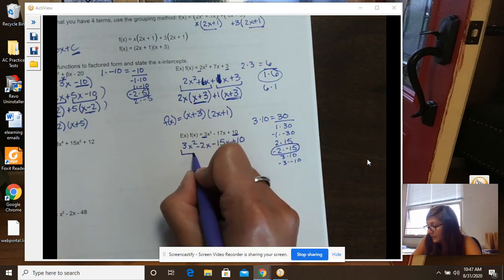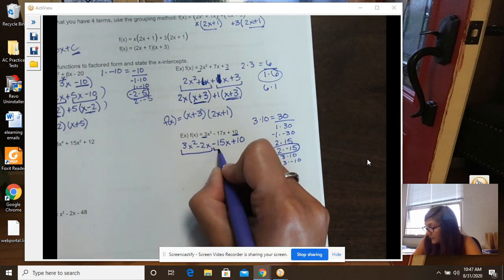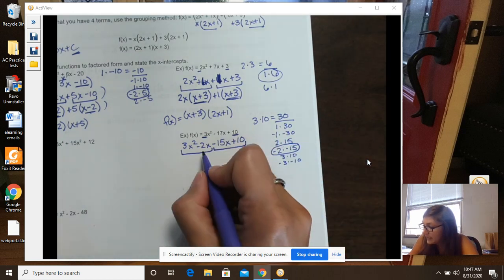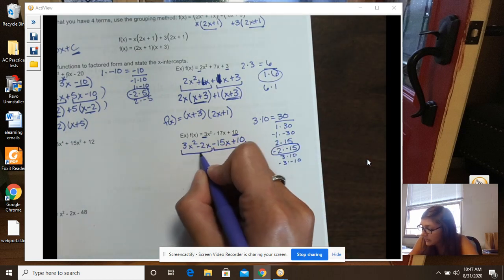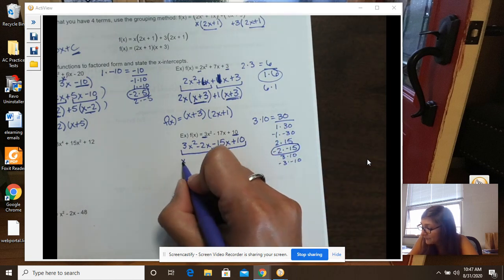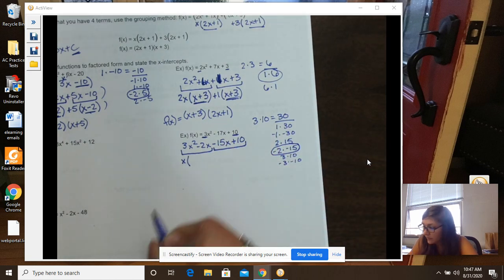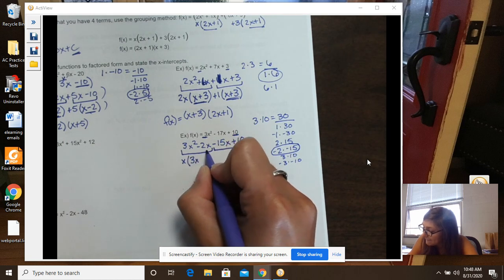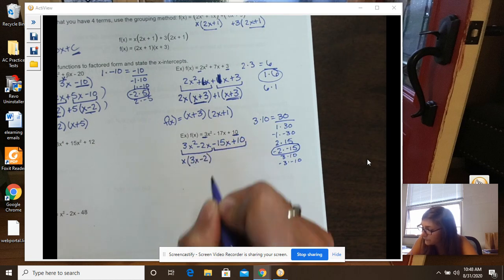And then we'll split this up into our groups. So first two terms and last two terms. And then the GCF for my first two terms, 3x squared minus 2x, that's just going to be x. Left over then, when I factor out that x, I would have 3x minus 2.